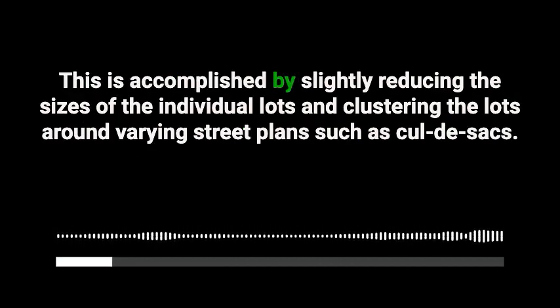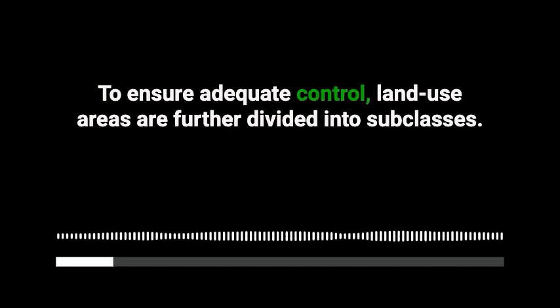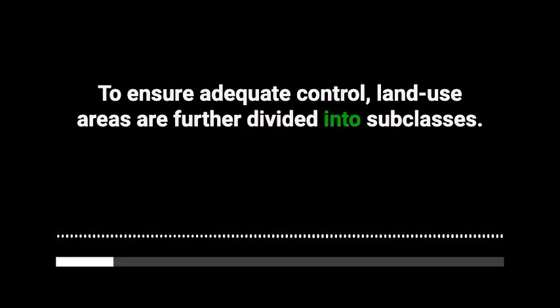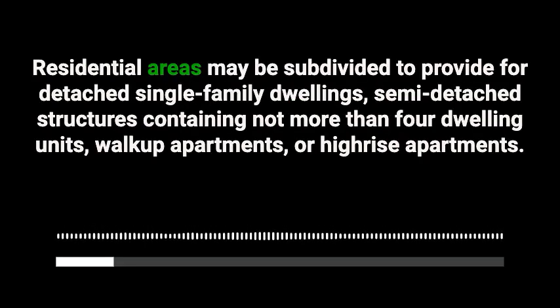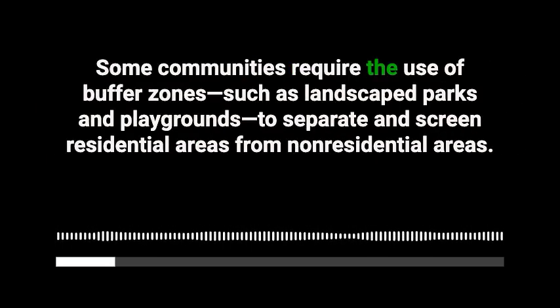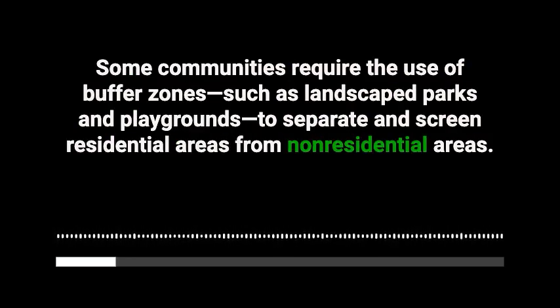This is accomplished by slightly reducing the sizes of the individual lots and clustering the lots around varying street plans such as cul-de-sacs. To ensure adequate control, land use areas are further divided into subclasses. Residential areas may be subdivided to provide for detached single-family dwellings, semi-detached structures containing not more than 4 dwelling units, walk-up apartments, or high-rise apartments. Some communities require the use of buffer zones, such as landscape parks and playgrounds, to separate and screen residential areas from non-residential areas.